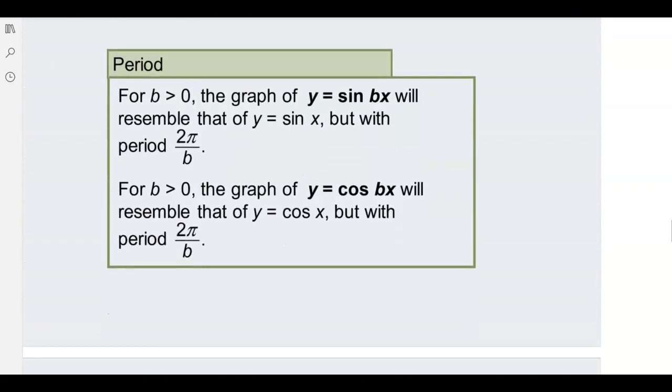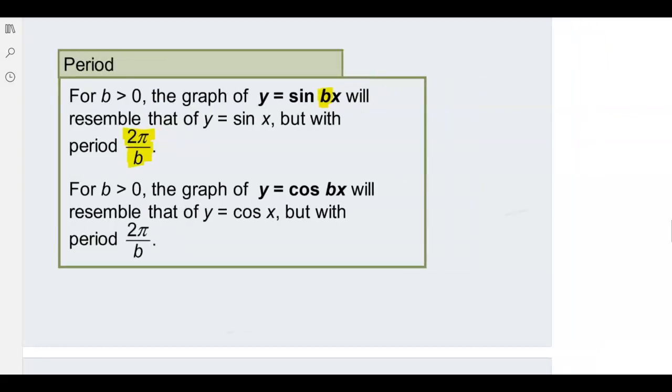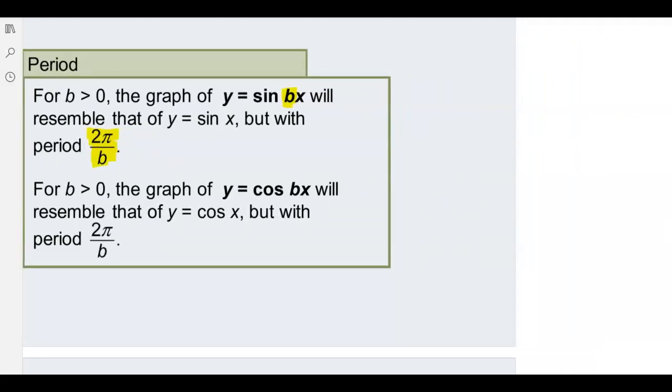The period of the graph changes when we put a number next to the place where we plug in the angle. And the period will change by taking the original period, which is 2 pi, and dividing it by that number b. So for an example, suppose that I had sine of 3x. The period of this is going to be 2 pi, which is the normal period, divided by that number 3.